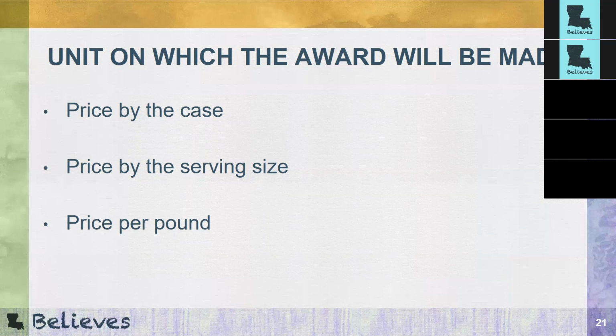Specifying the unit on which the award will be made saves a lot of time, even though you have to double check them. It's always good to let prospective vendors know the unit on which you're going to award. So how will the SFA determine which company is offering the best price? How will the unit price be determined for an acceptable product? Should the prospective vendor provide their price based on case price, serving size, or by the pound?